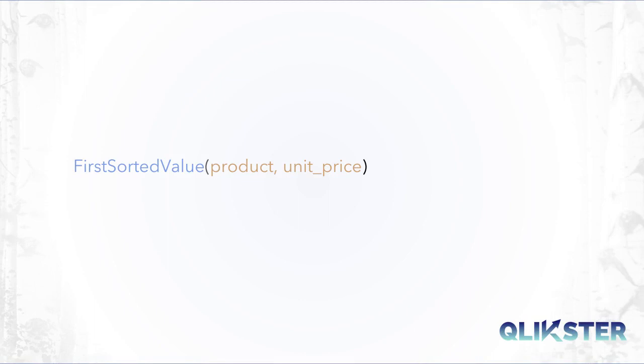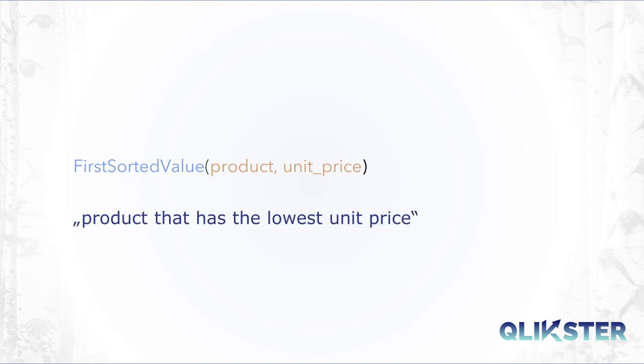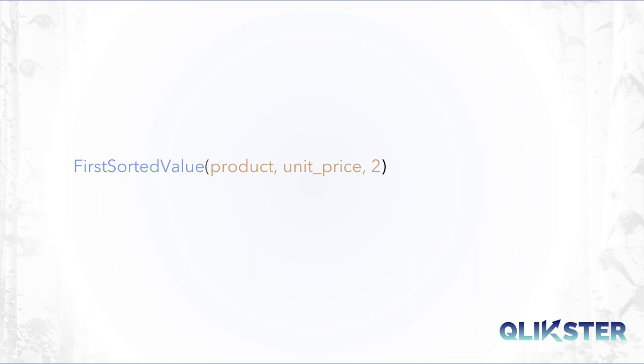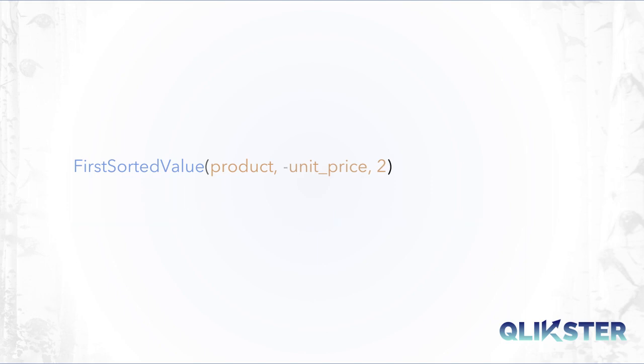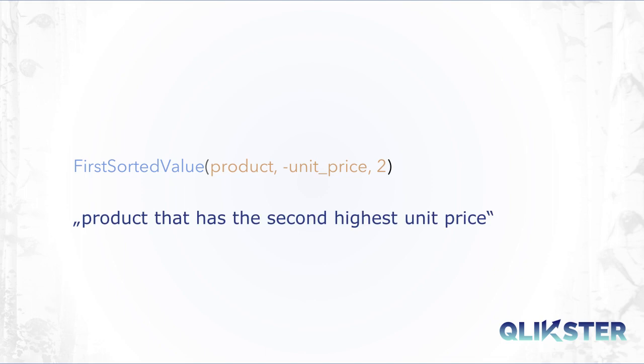Imagine you have a table with two columns, product and unit price. This expression would return the product that has the lowest unit price. If we add a 2 for the rank, we get the product that has the second lowest unit price. If we want to get the maximum unit price, we would need to add a minus sign in front of the unit price. So this expression would return the product that has the second highest unit price.